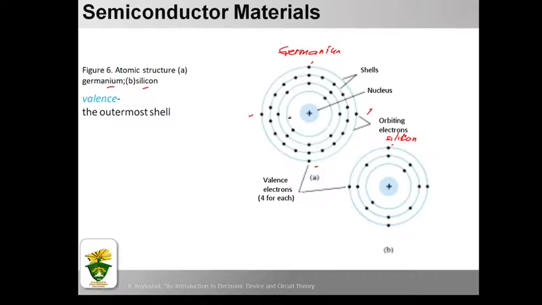In a pure germanium or silicon crystal, the 4 valence electrons are bonded to 4 adjoining atoms. Both germanium and silicon are referred to as tetravalent atoms because they each have 4 valence electrons to share.